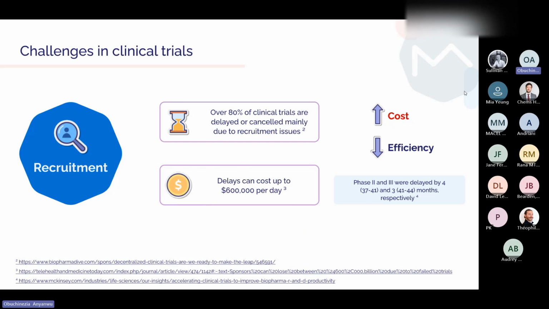And just to further contextualize this, when we look at phase 2 and phase 3, these have been observed to have been delayed by 4 and 3 months respectively. So this was some data that McKinsey gathered.